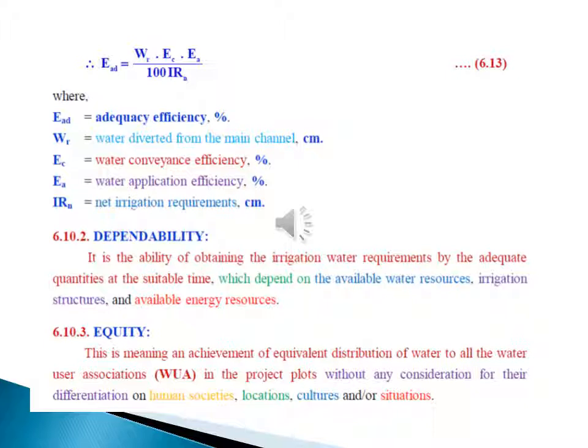Parameters of the adequacy expression. Moreover, there are two other indicators of irrigation practice. Dependability is the ability to obtain the irrigation water requirements in adequate quantities at a suitable time, which depends on the available water resources, irrigation structures, and available energy resources. Equity means achieving equivalent distribution of water to all the water user associations in the project plot without any consideration of human necessity, location, culture, or situation.